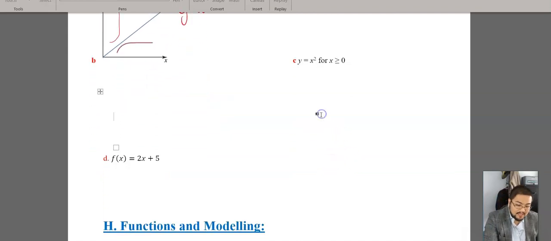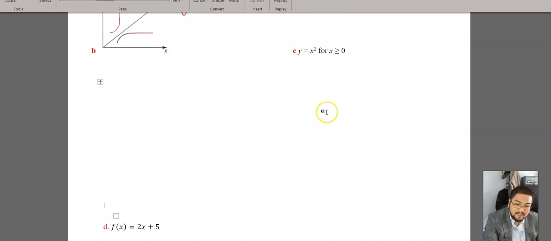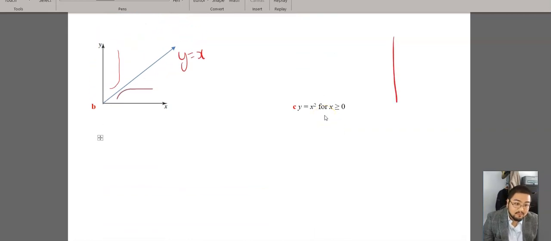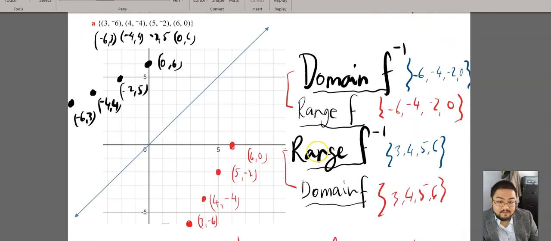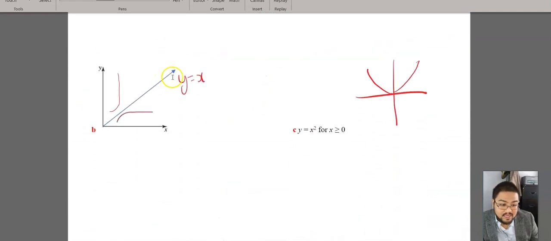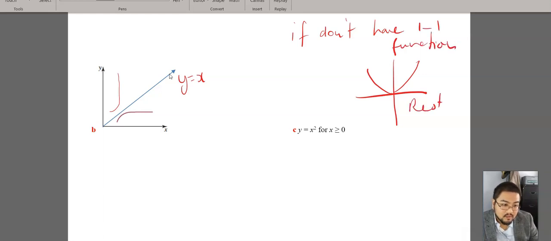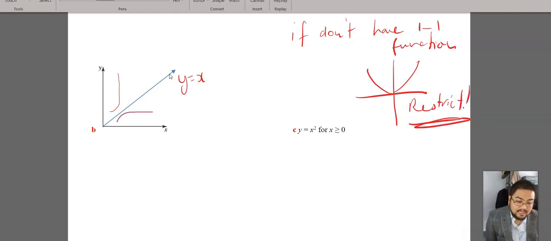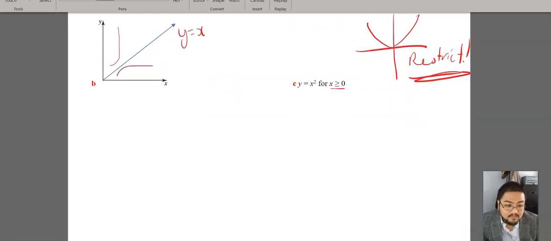Now, question C, this one here is a parabola. Now, if we draw a rough sketch of a parabola, parabolas look like this. Now, here's something you have to be very careful of. Only one-to-one functions have inverses. So if you don't have a one-to-one function, you need to restrict. And this is what the question's asking you. It's restricting it for x is greater than 0. So this graph will appear to be in this direction.